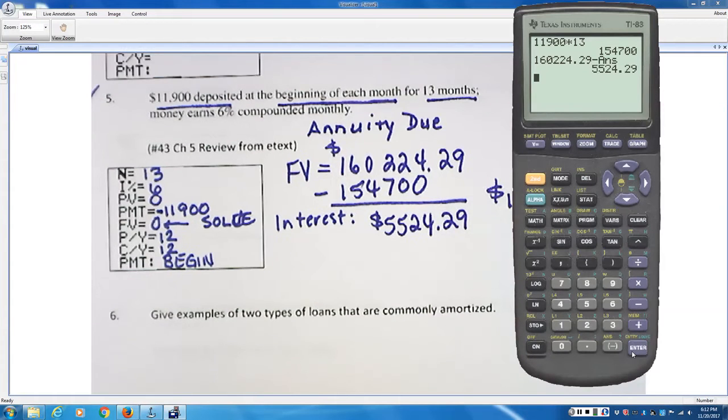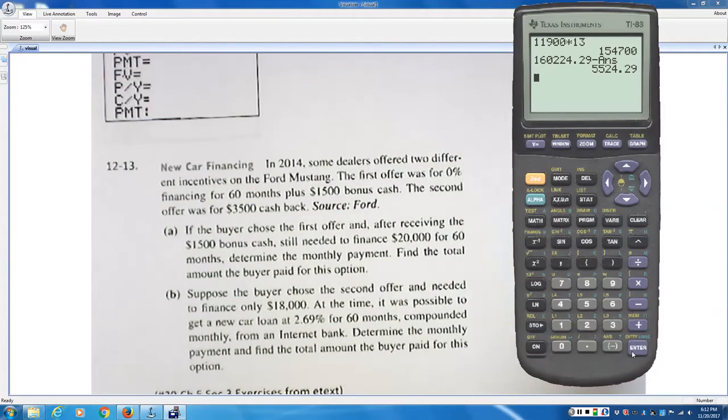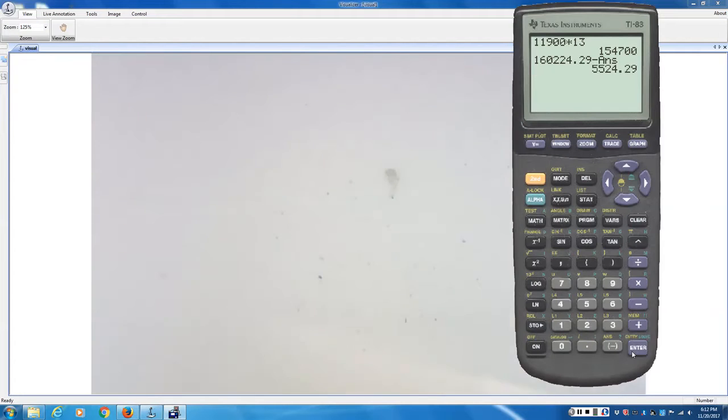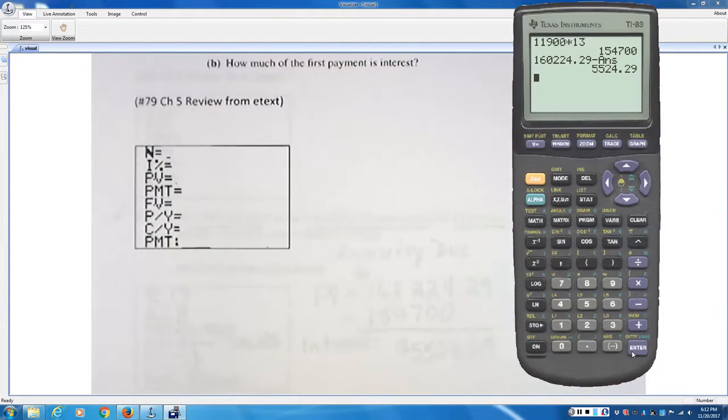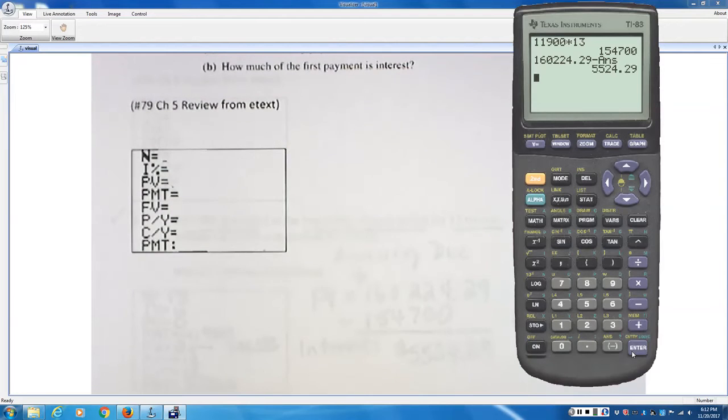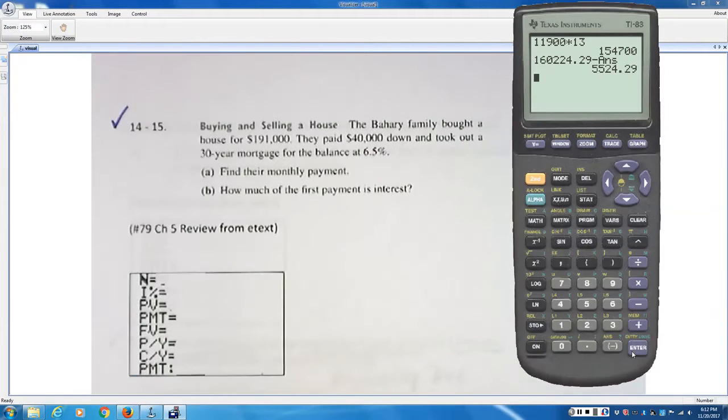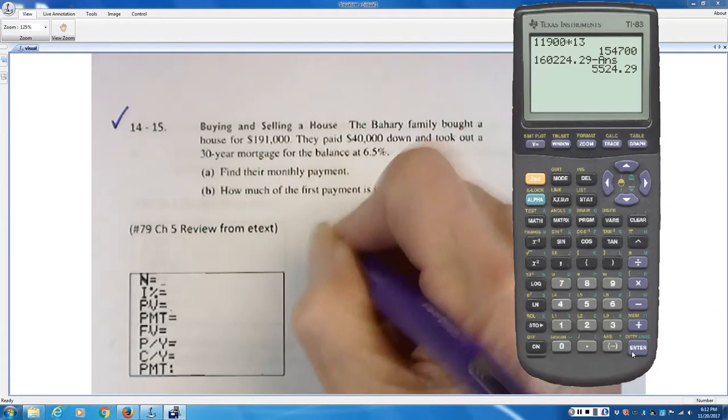Now, when you get more into a problem like 14 and 15, and 14 and 15 is the most realistic problem on there, because especially around this time of year, you're going to see this advertised in the newspapers and on television quite a bit. 14 and 15 says that they're going to buy a house. And I'm actually probably going to go back and do 12 and 13 too, because that's another one that comes up a lot. So you're buying and selling a house. This family bought a house for $191,000. That was the asking price.